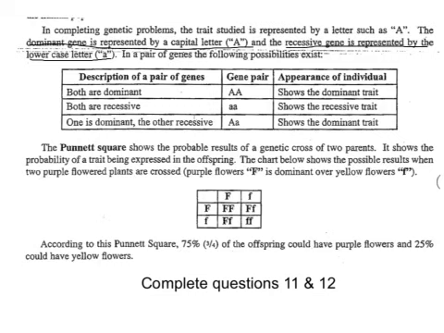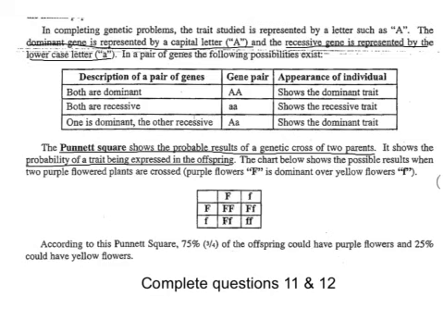The Punnett square is a tool that shows the probable results of a genetic cross of 2 parents. It shows the probability of a trait being expressed in the offspring, and we know probabilities are expressed in percents. The chart below shows the possible results when 2 purple flowers are crossed.